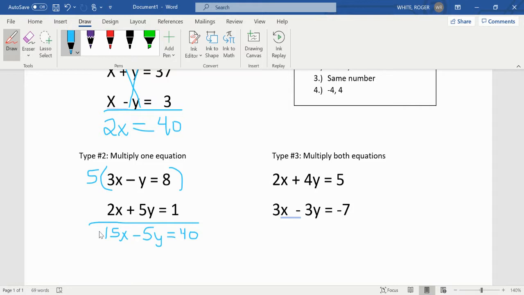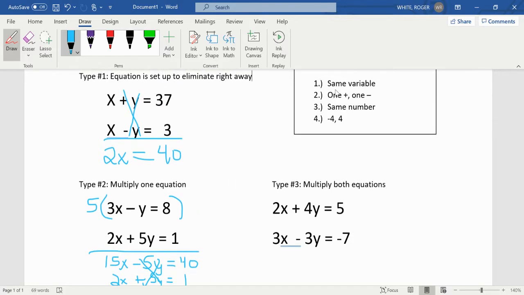Okay, and then we would repeat or just copy down the second equation. We would not manipulate the second equation at all. So now what we see is we have a -5 and a positive 5, and that cancels out. And so then what we would do if we were solving this, 17x would equal to 41, and then we would go ahead and solve for x and then substitute back in to find y. So that's the technique of multiplying one equation. Again, we need to keep in mind what the criteria is for elimination.